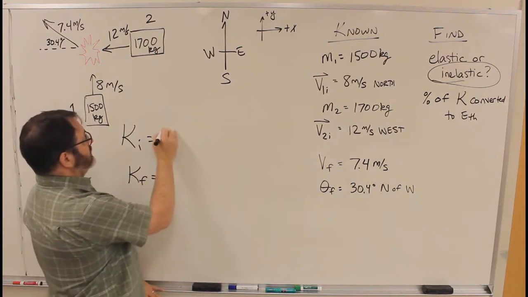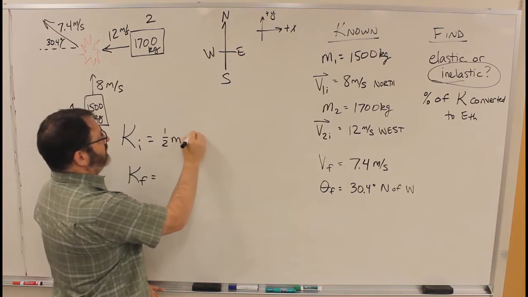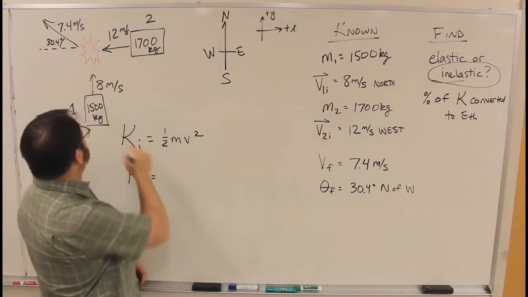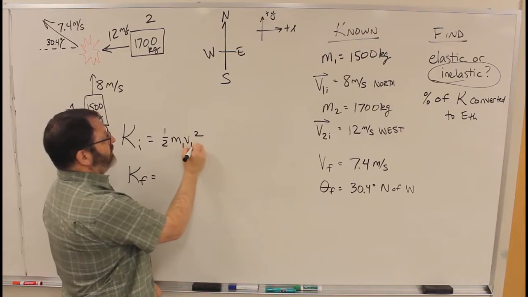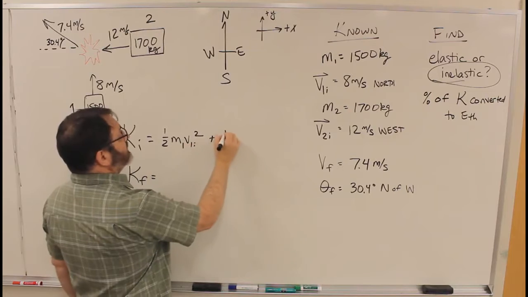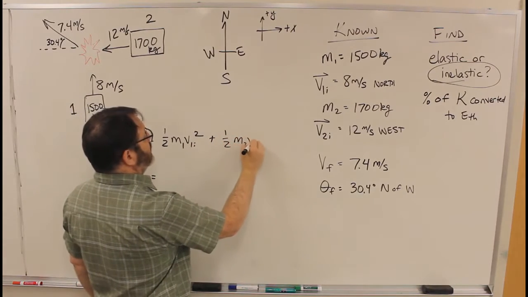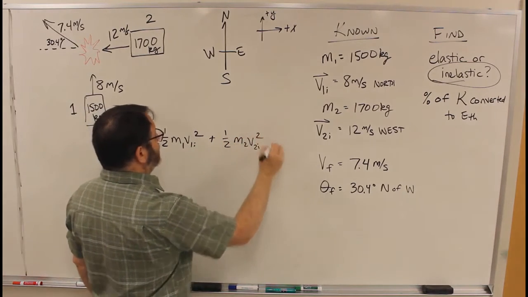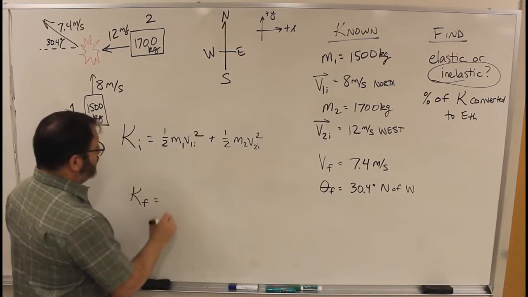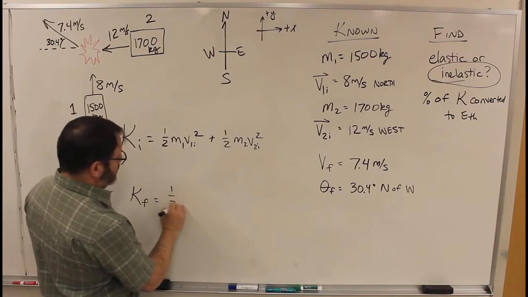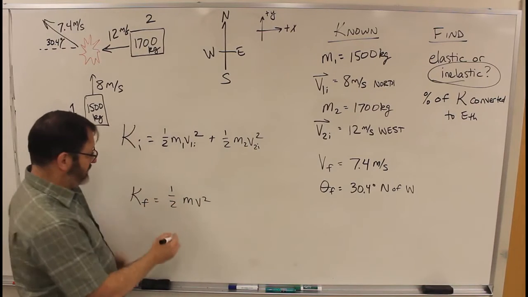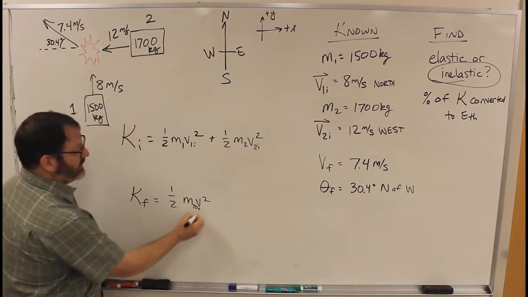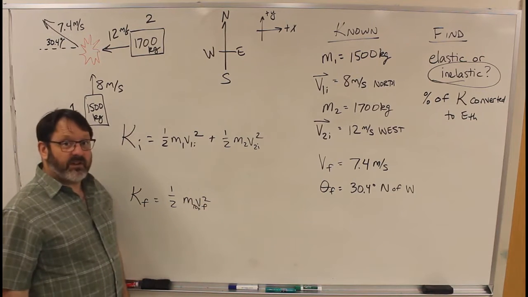K initial, this would be 1/2 mv squared, right? Except we have two different things moving at different speeds. So 1/2 m1 v1 initial squared, and then the second thing, 1/2 m2 v2 initial squared. K final, also 1/2 mv squared. This time they're stuck together, so we can do the total mass times just v final squared.